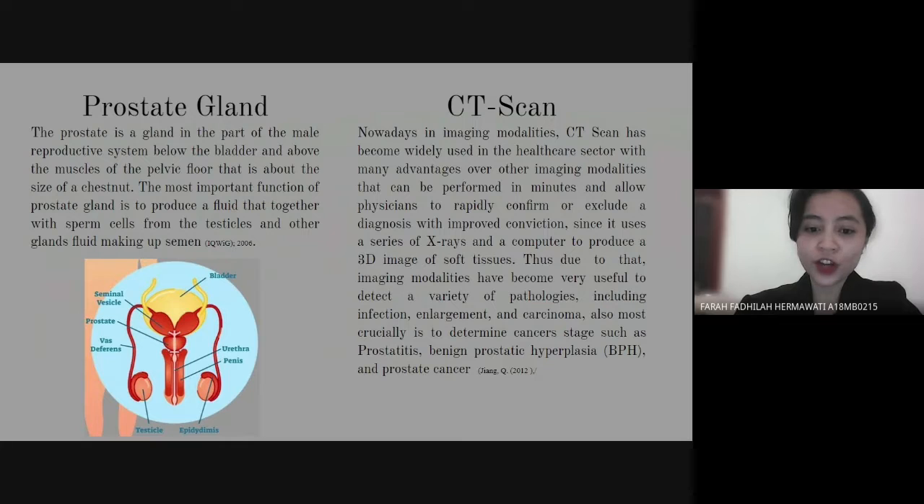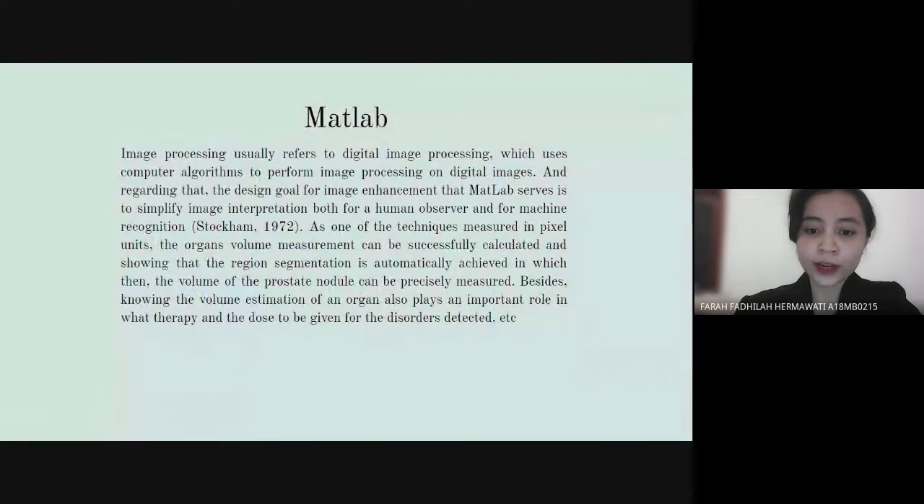Besides, among the other imaging modalities, CT scan has been used widely in healthcare, with the main advantage of using a series of X-rays and a computer to produce a 3D image of soft tissues, so that it can be performed rapidly to confirm a diagnosis with improved conviction, including infection, enlargement, and most crucially to determine cancer stages like prostatitis.